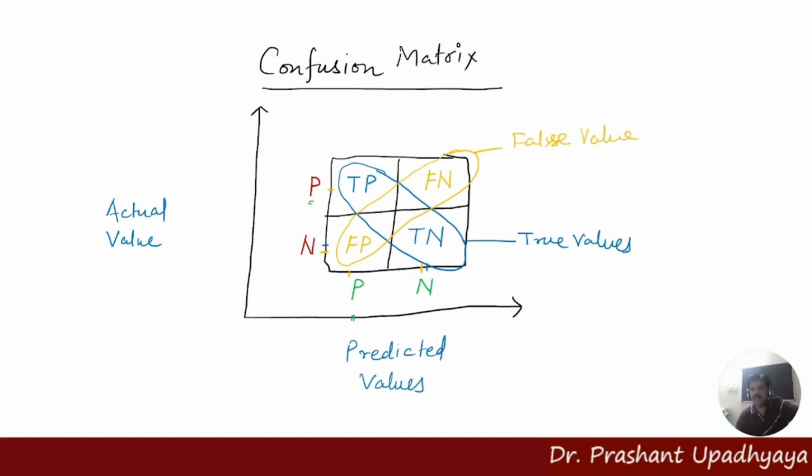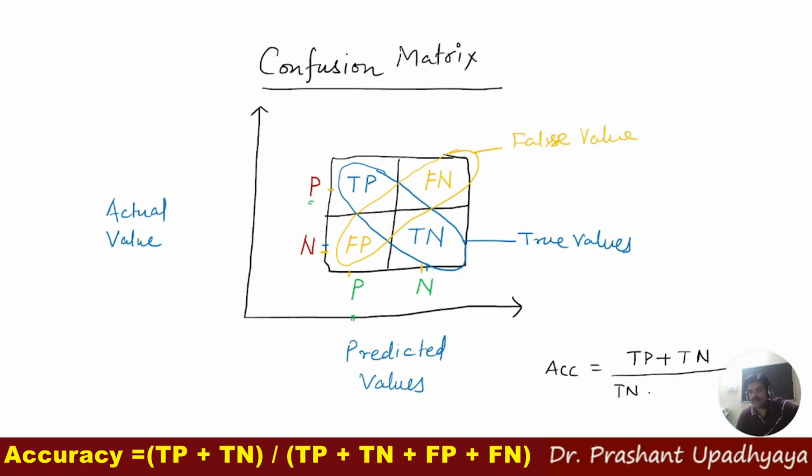We have a formula to calculate the accuracy. We calculate the accuracy as true positive plus true negative, divided by true positive plus true negative plus false positive plus false negative. That means this is the total number of samples which we have got. So it will give your accuracy in percentage.